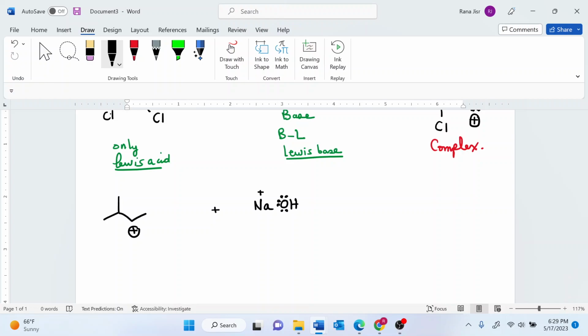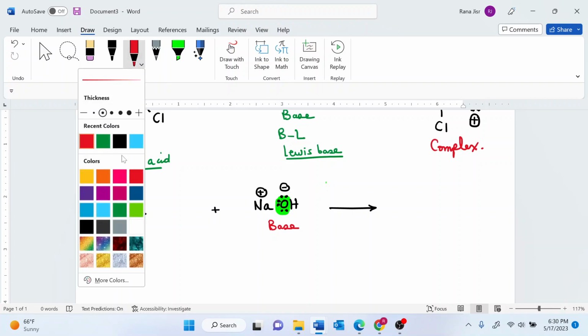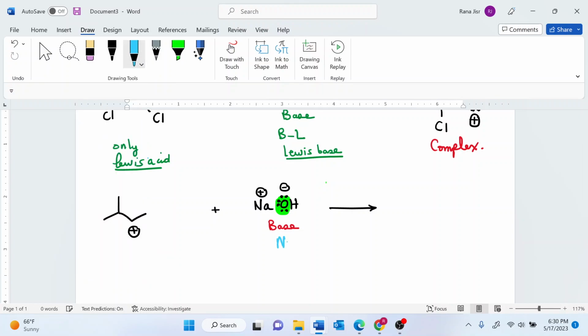So this is going to be a positive charge. This is going to be a negative charge in there. Now, sodium hydroxide is an example of a base because it is a negative charge. So since it's a negative charge, this is a strong base. So this is going to be my nucleophile in this case. So always locate your nucleophile.